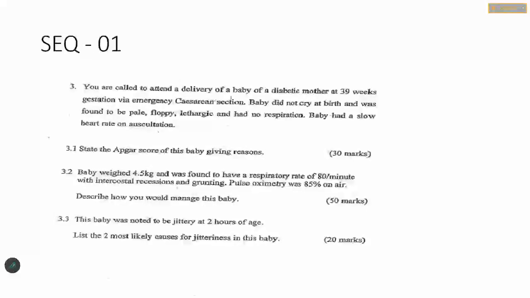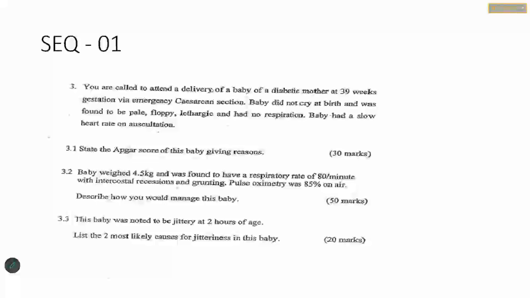You are called to attend delivery of a baby of a diabetic mother. So a diabetic mother delivering a baby at term, 39 weeks. We have an emergency C-section. The baby did not cry at birth and was found to be pale, floppy, lethargic, and had no respiration. The baby had a slow heart rate on auscultation. So they are giving all the parameters, but we have to know how to guess our management.